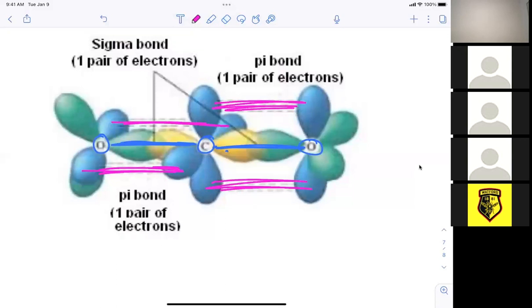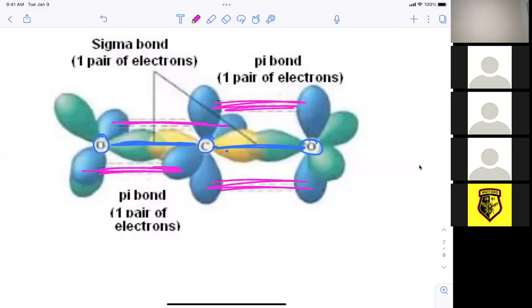Wait, so this is CO2. Yes, this is CO2. CO2 doesn't have triple bonds. That's not a triple bond, Mateo. This is one double bond. This is the double bond here. This top and bottom is one bond. So when a sigma bond is one pair of electrons, the pi bond is also one pair of electrons, and you have two pi bonds.